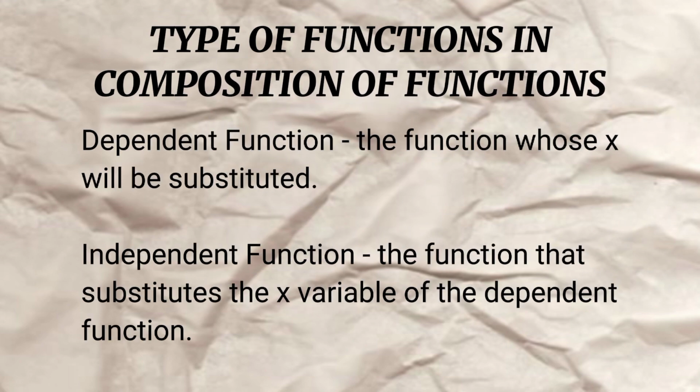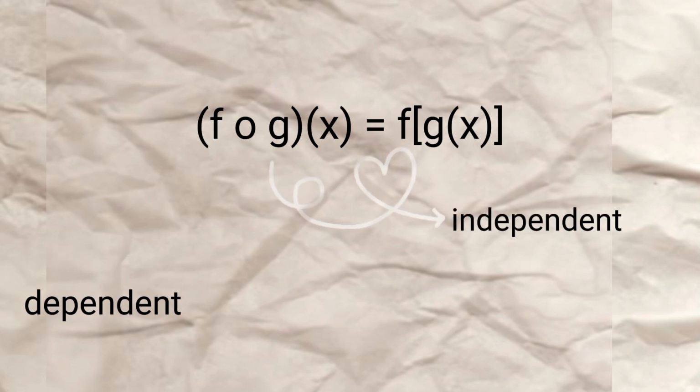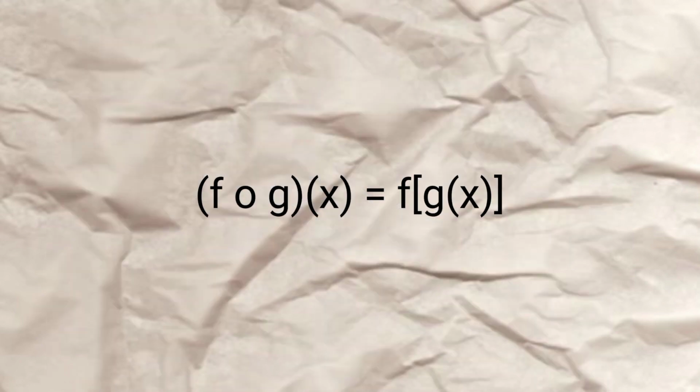As you can observe, there are two given functions, namely f and g. In a composition of functions equation, there are two different kinds of functions. The dependent function is the function whose x variables will be substituted, while the independent function is the function that will substitute the x variable of the dependent function. In f of g, f is the dependent function, while g is the independent function. In equation form, the dependent function will always be the first to be written before the independent one.